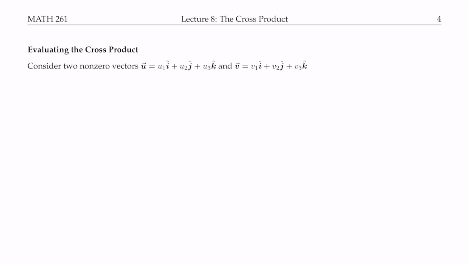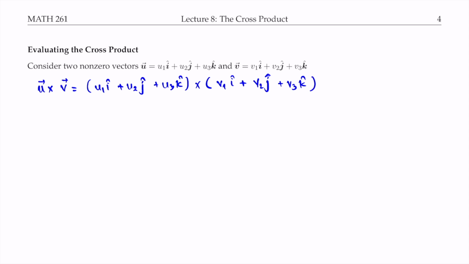So when you let u equal u1 times i plus u2 times j plus u3 times k, and v is equal to v1 i plus v2 j plus v3 k, we're going to do a kind of derivation for the formula. That is, when you do u crosses with v, you get u1 i hat plus u2 j hat plus u3 k hat crosses with v1 i plus v2 j plus v3 k. And we're going to do distributions.